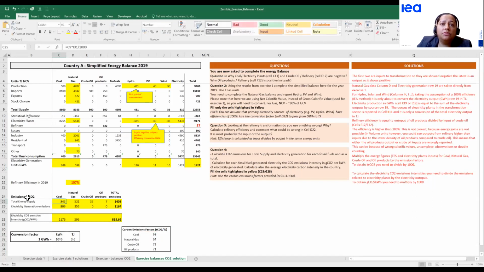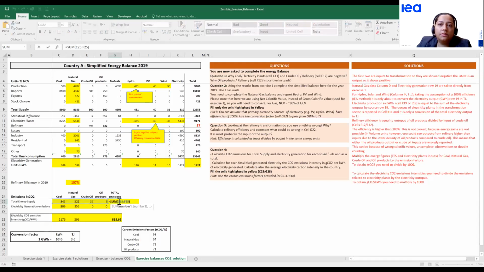But here we are looking for kiloton of CO2. So here you have to divide by 1000 to get to the correct unit. And same for natural gas, you take your natural gas total supply, you multiply it by the emission factor, and you adjust the unit to get kiloton of CO2.